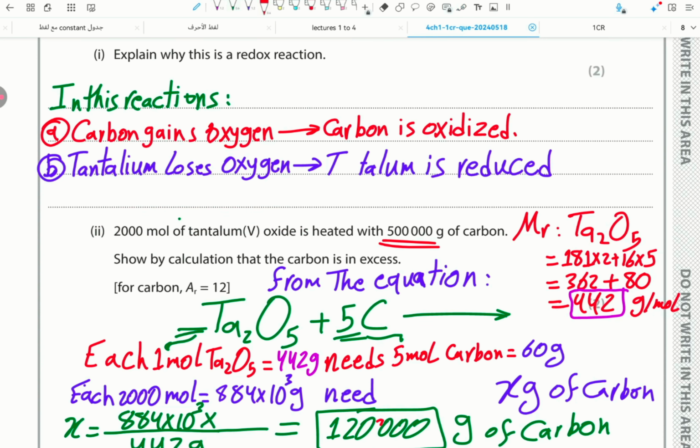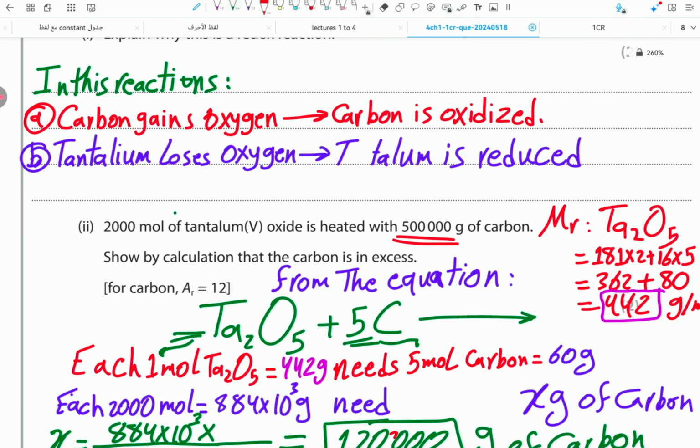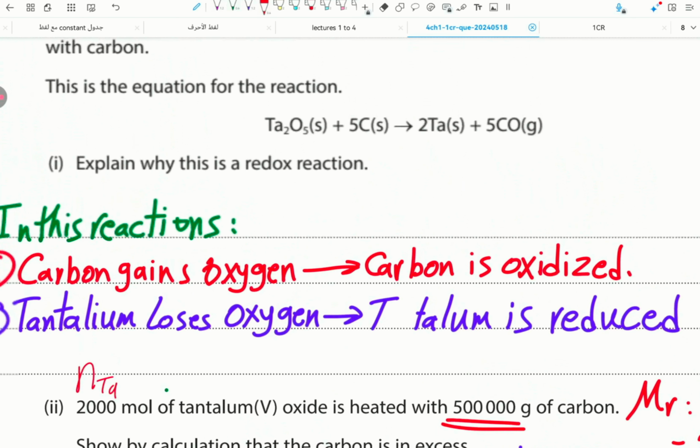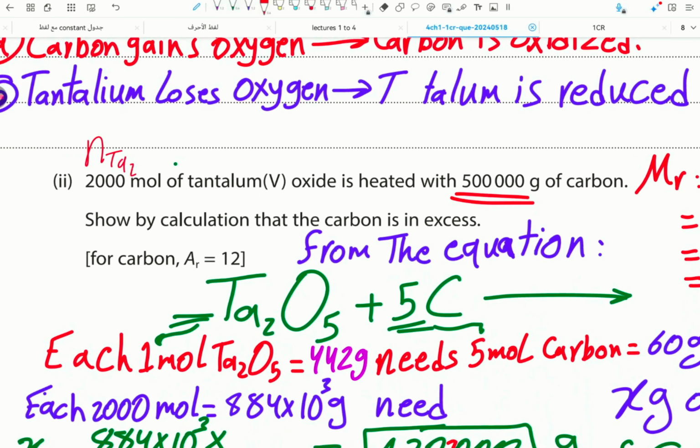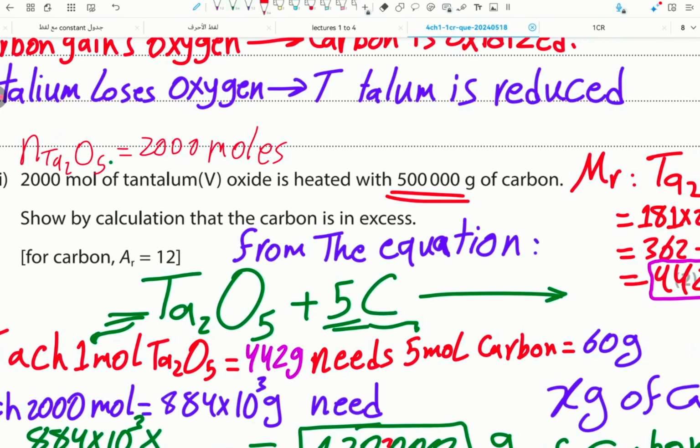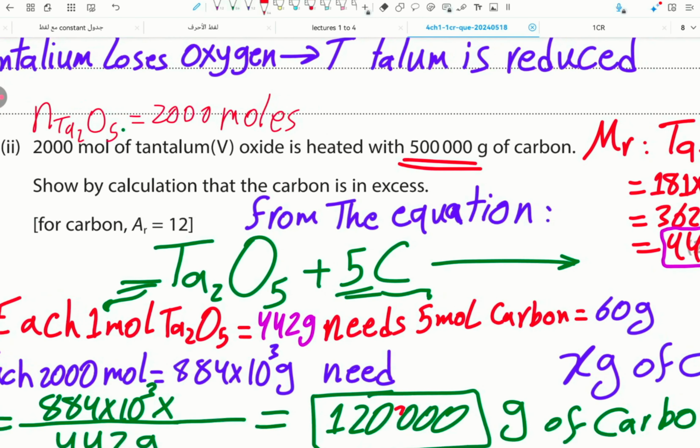This is Ta, number of moles, let's write it here, number of moles of tantalum oxide, Ta2O5, equals 2,000 moles. Okay, this is number of moles. And we have, is heated with 5,000 grams of carbon. Good. Show by calculation that carbon is in excess.